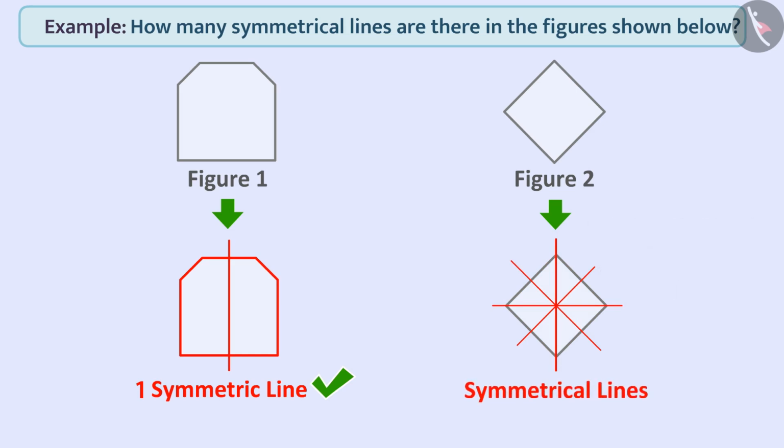Apart from these, no such line can be drawn in figure 2, from which we get two such parts of the figure which are mirror reflections of each other. Therefore, we can say that figure 2 has 4 symmetric lines.